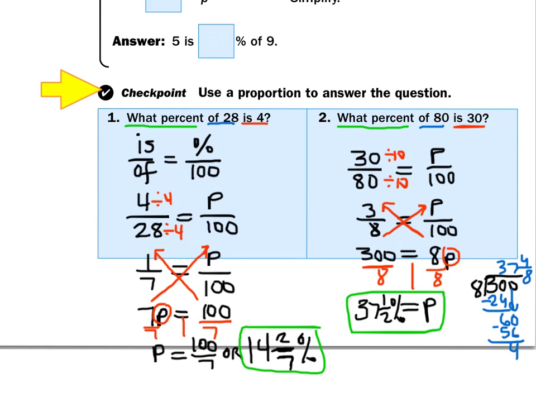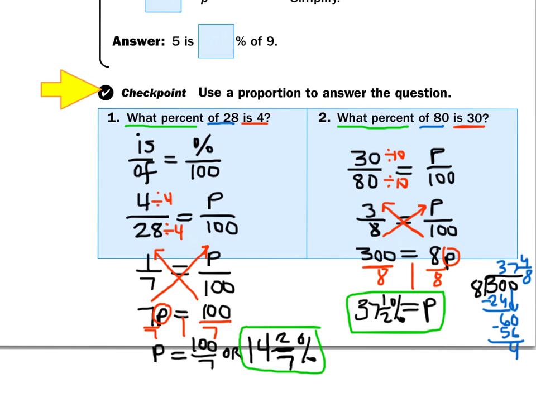Now remember, before we do cross products, always simplify. So let's divide this side by 4 on the top and the bottom. So we get 1 over 7 equals P over 100. And now do the cross product. 7 times P equals 7P. Bring down the equal sign, and 1 times 100 gives us 100. So circle the P, bring down the wall. Let's divide both sides by 7. So P equals 100 over 7, or as a mixed number, 14 and 2/7%. You must put the percent on because they asked what percent.